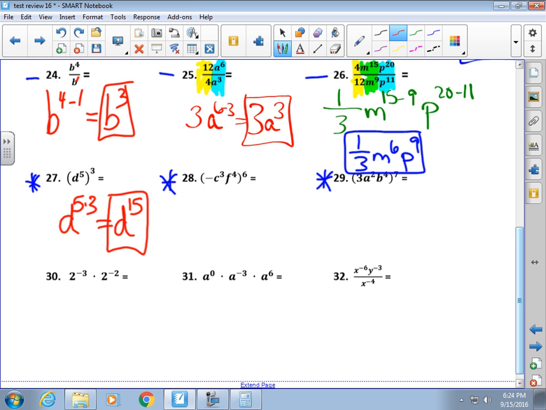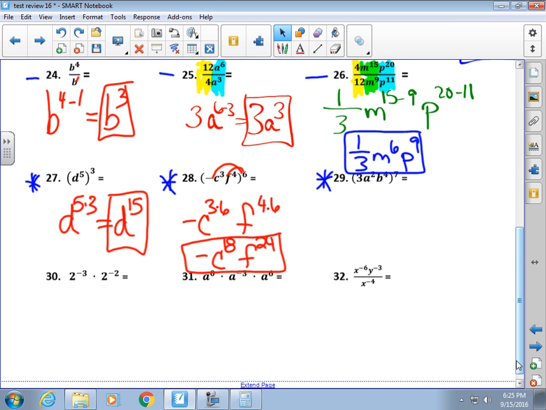This one tells me I also have to multiply. Here you can do the rainbow. I have two bases, so that exponent of 6 needs to travel twice. So I have a base of negative c, 3 times 6, and then I have a base of f, 4 times 6. So my final answer is negative c, 3 times 6 is 18, and f, 4 times 6 is 24. This is 24. All right.